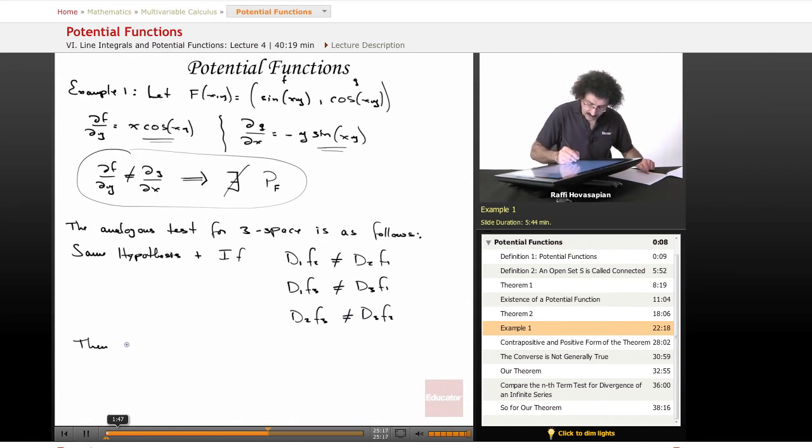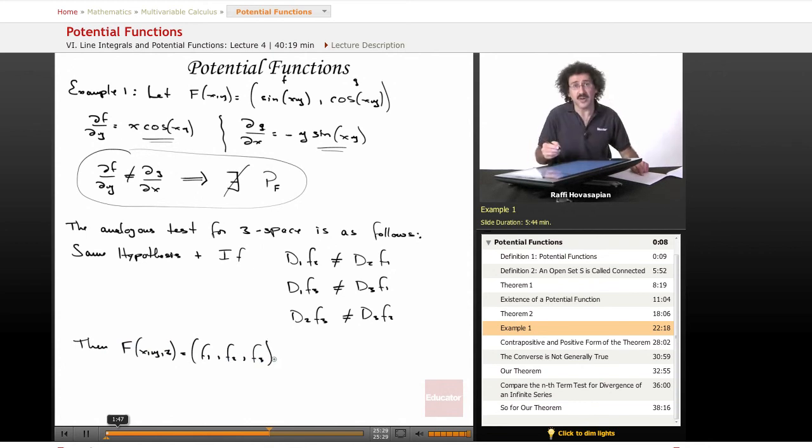Then f of x, y, z, which is the first coordinate function f1, f2, f3. So here, instead of using f, g, whatever, I'm just using first function, second function, third function, does not have a potential function. So let's go ahead and talk about this notation a little bit more. I'm going to be using this one, but I'm also going to be using the other one.